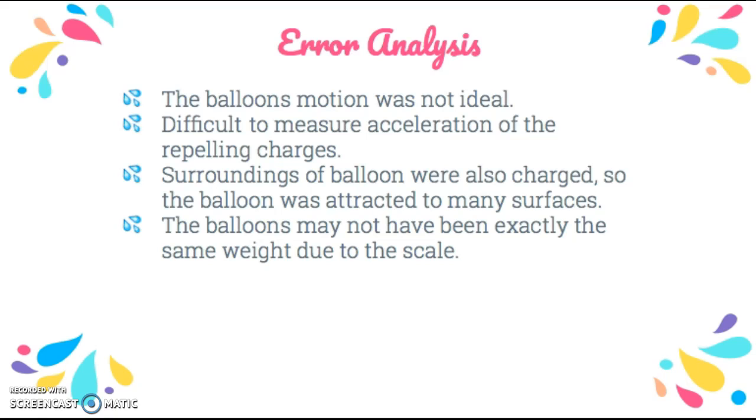Surroundings in the balloon were also charged, so the balloon was attracted to many surfaces. Therefore, it was difficult to distinguish whether the movement of the balloon was due to the repulsion of the other balloon or the attraction to another surface, which again would alter our acceleration calculations. The balloons may not have been exactly the same weight due to our scale that we used. Because the scale only contained two significant figures, the weights of the two balloons could have differed, which again would alter our calculations.